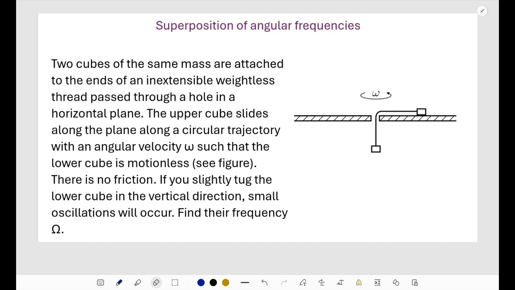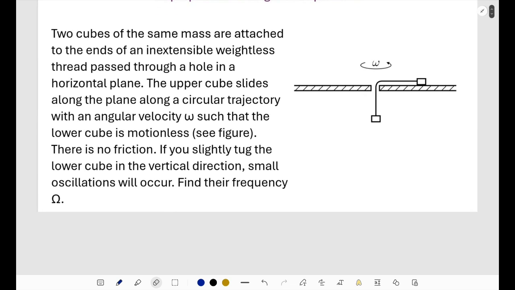The upper cube slides along the plane along a circular trajectory with an angular velocity omega, such that the lower cube is motionless. Okay, the lower cube is in equilibrium. There is no friction, and if I slightly tug the lower cube in the vertical, downward direction, small oscillations will occur. Find their frequency.